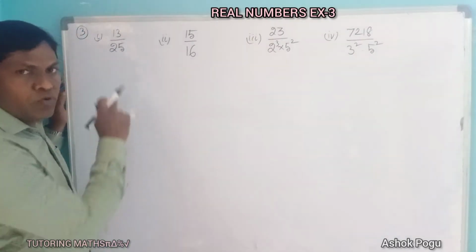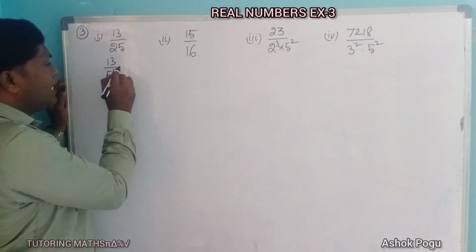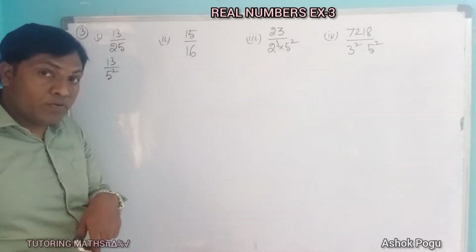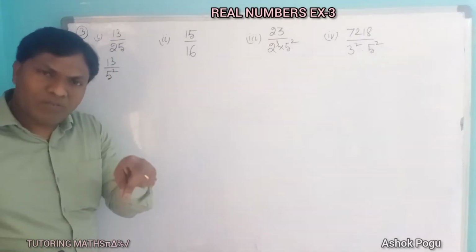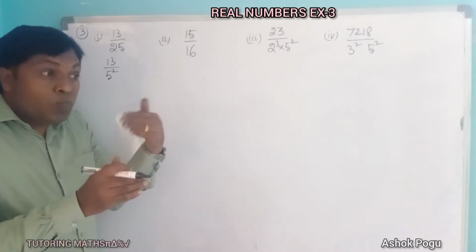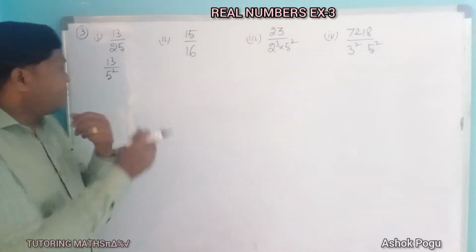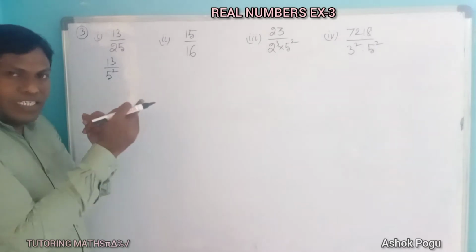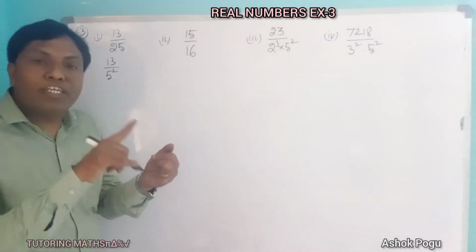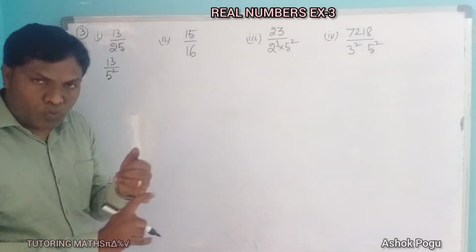It is 13 by 25. So let us take the denominator. What is the exponential form of the denominator? 5 square. Just now I have told you. If you want to convert into decimal fraction, the denominator must be converted into 2 power n into 5 power n. Both should be the same, because to get 10, here 5 is there, isn't it? So 5 square. Generally, when do you get 10? 5 2s are 10. To get 10, 5 should be multiplied by 2, isn't it?